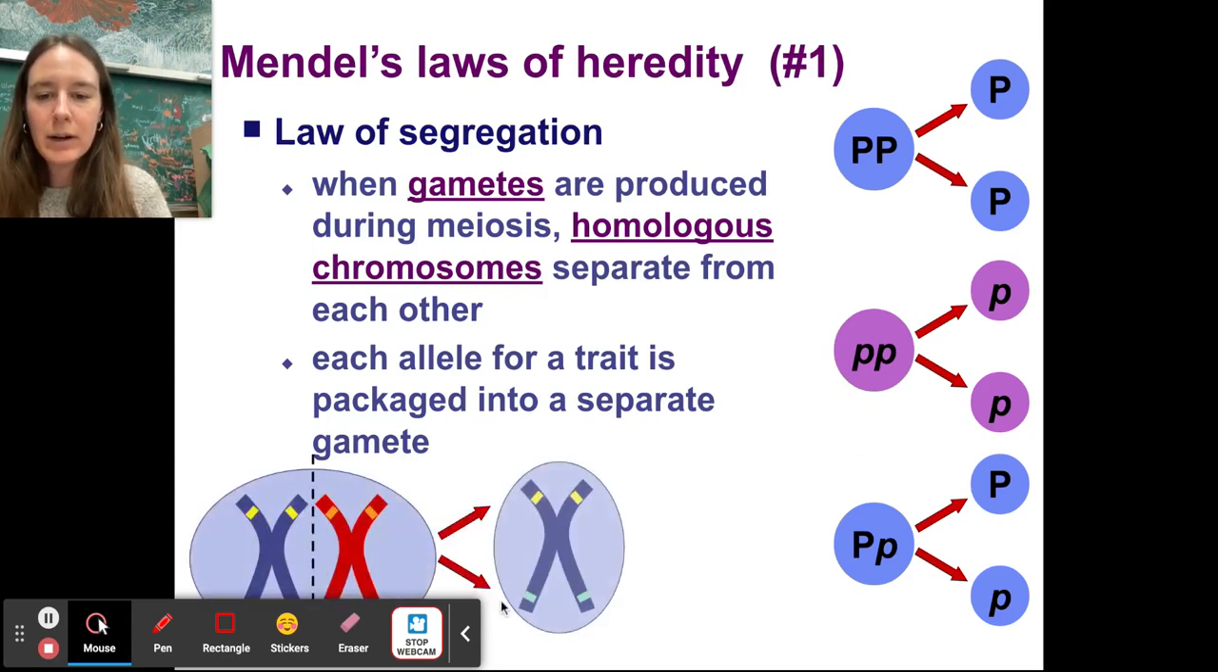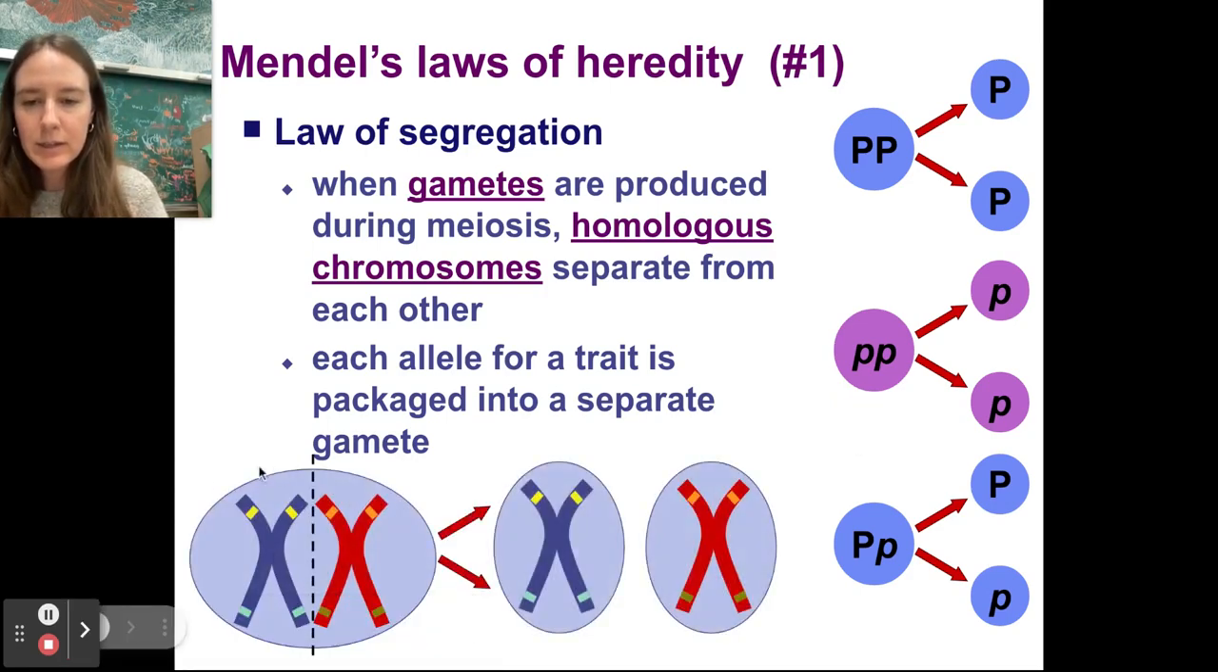So that's the law of heredity, and we can look at it up close here. So if this is a diploid cell, we're just showing one pair of homologous chromosomes here, but remember, most cells have multiple pairs.